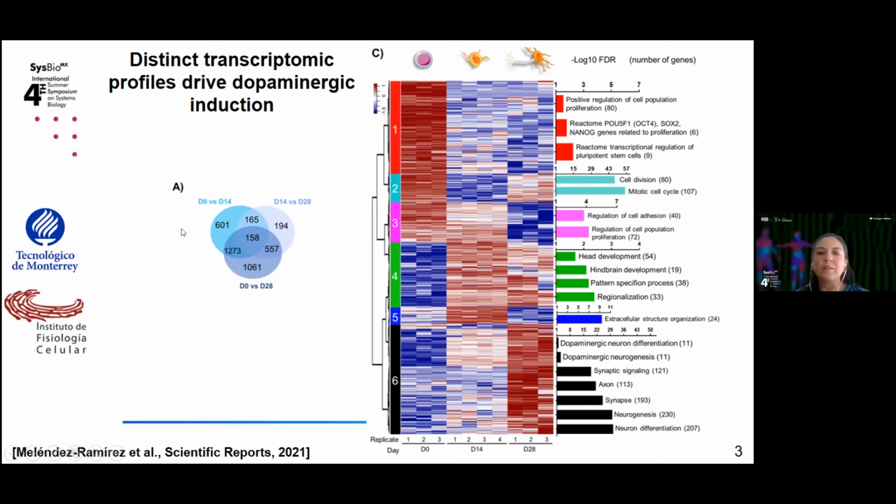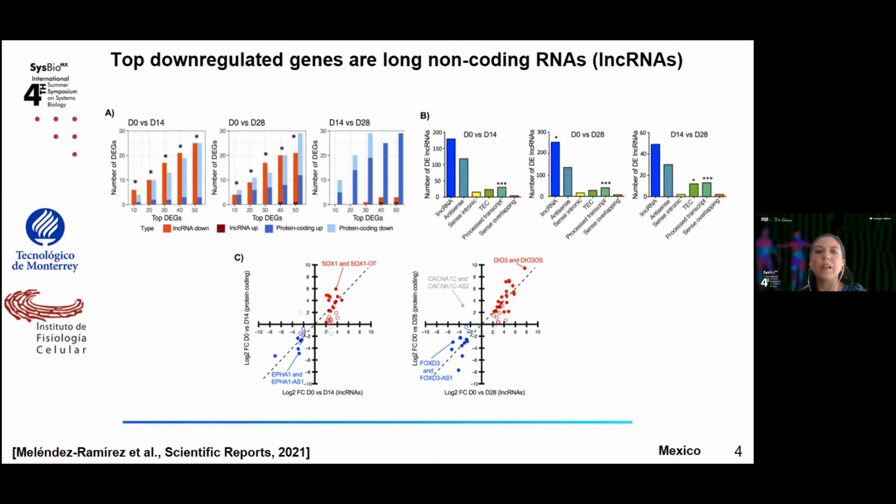And within these cells, there are a big number of genes that are differentially expressed, but many of those are lncRNAs, and the lncRNAs are very, very important in regulation of protein coding genes. So the top differentially expressed genes from day 0 to day 28 are lncRNAs. So that made us question ourselves, what are these lncRNAs making? What is their function in this regulation?